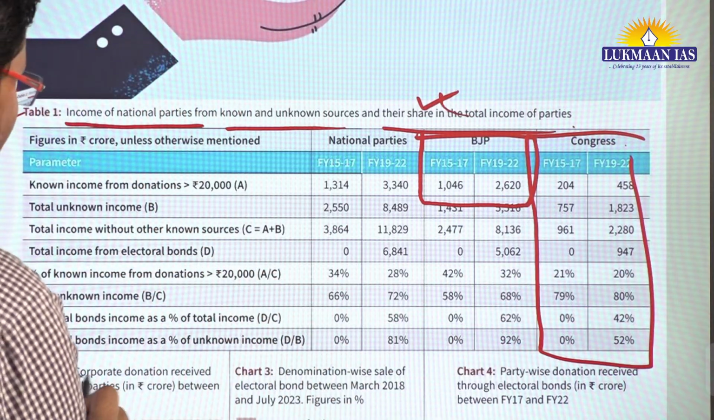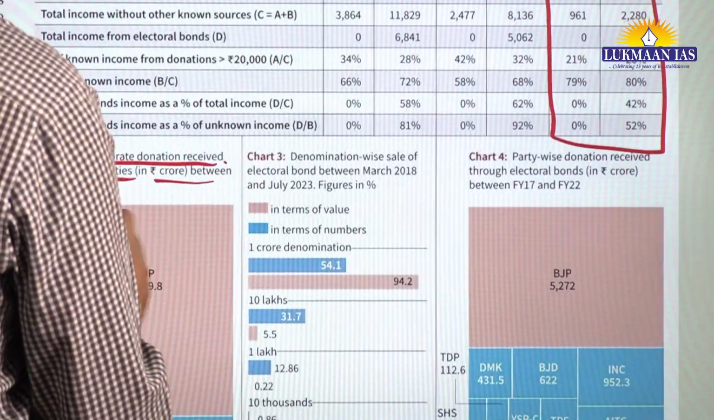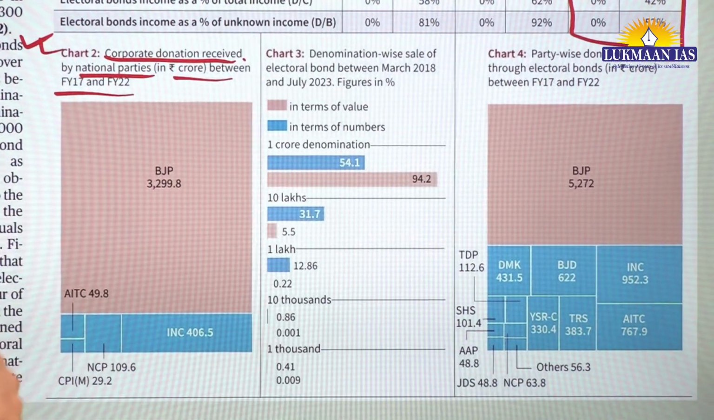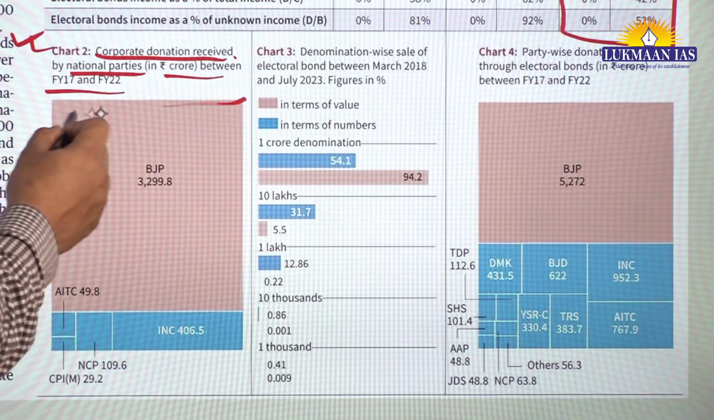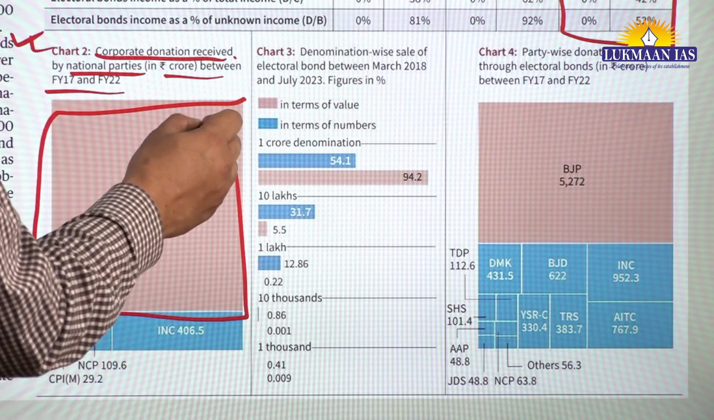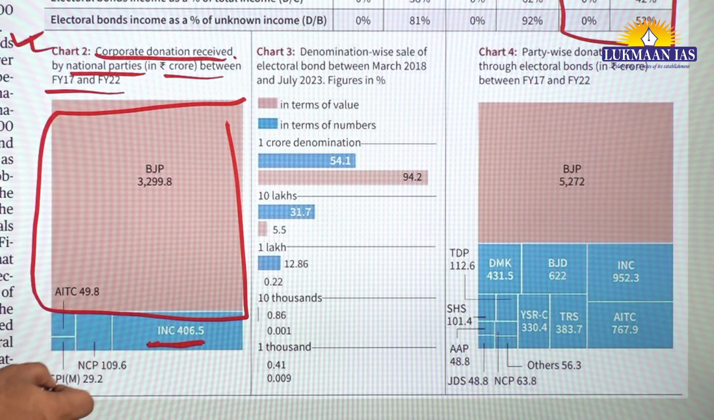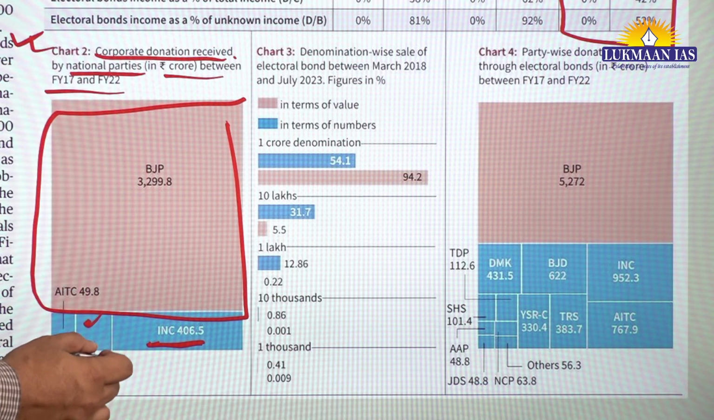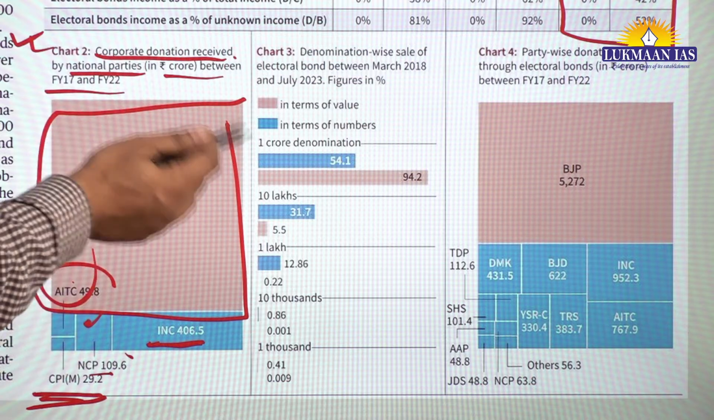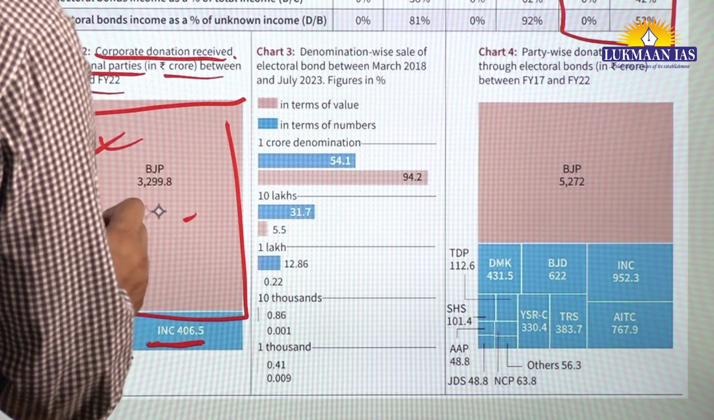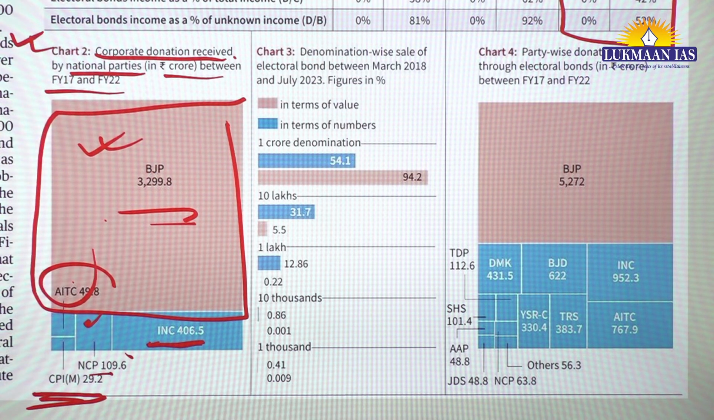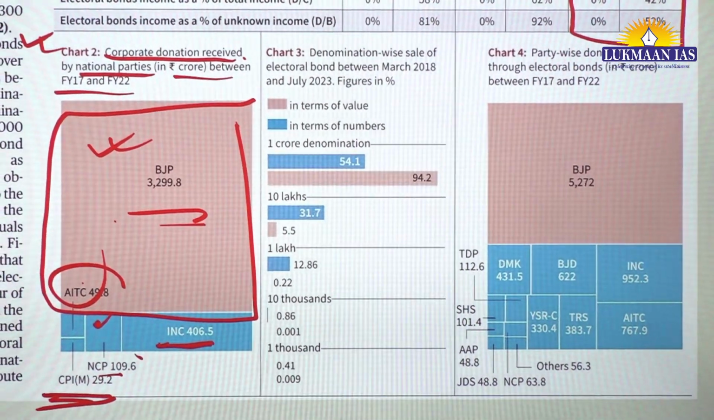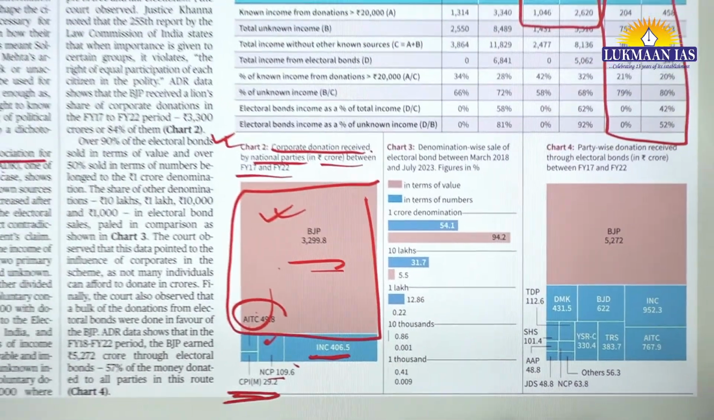Apart from this, corporate donations received by national parties between financial year 17 and 22. So BJP has garnered a huge amount of money. You see, Indian National Congress very less, Communist Party of India (Marxist) very less, Nationalist Congress Party, I think, so it is also less. Okay, so the maximum amount of money has been received by BJP. So this is just a data point. It talks about which parties have received how much funding through electoral bonds.